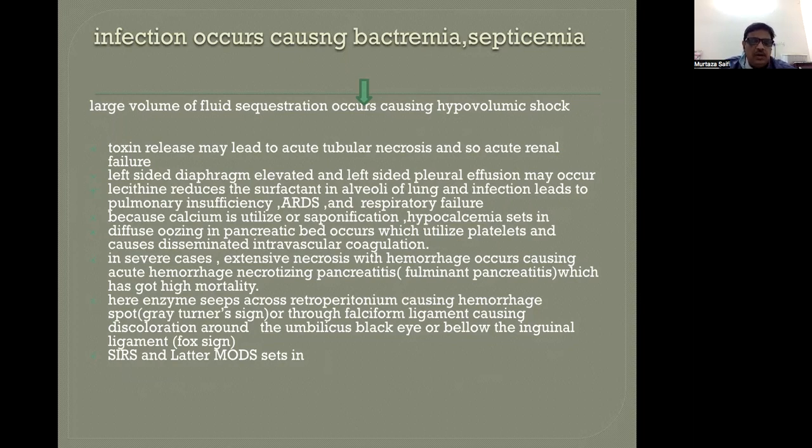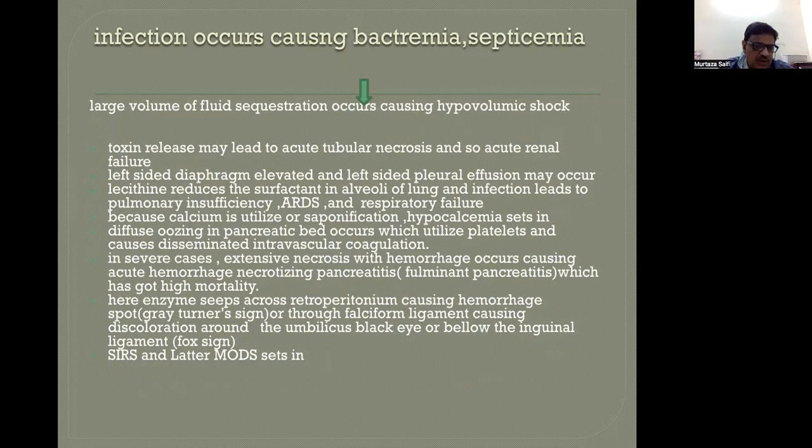Acute inflammatory pancreatitis has low mortality. Acute hemorrhagic necrotizing pancreatitis has high mortality. And acute abscess, or infective pancreatitis, has 100% mortality if it is not drained. Here enzyme shifts across the retroperitoneum causing hemorrhage, Grey Turner's sign, or through the falciform ligament causing discoloration around the umbilicus, Cullen's sign, or below the inguinal ligament. It is called Fox sign.